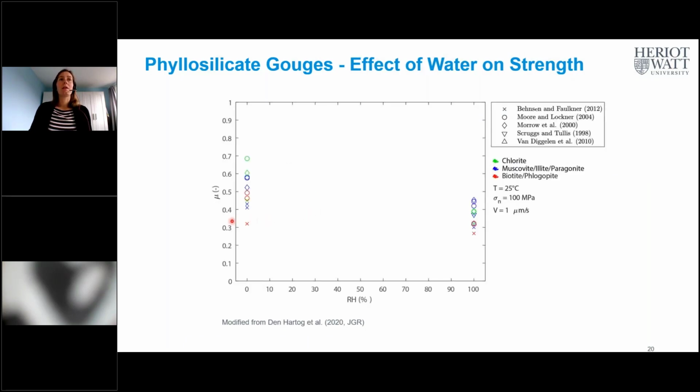That is also shown in this diagram, which now shows the friction coefficient on the vertical axis and the relative humidity, so RH is relative humidity, that's shown on the horizontal axis. A relative humidity of 0 means dry conditions, relative humidity of 100 means wet conditions. And similar to the data that I showed to you previously, you see that the dry friction coefficients are higher than the wet friction coefficients. So this is a collection of literature data for different types of phyllosilicates at room temperature. But there's a decreasing trend of the friction coefficient with increasing humidity.